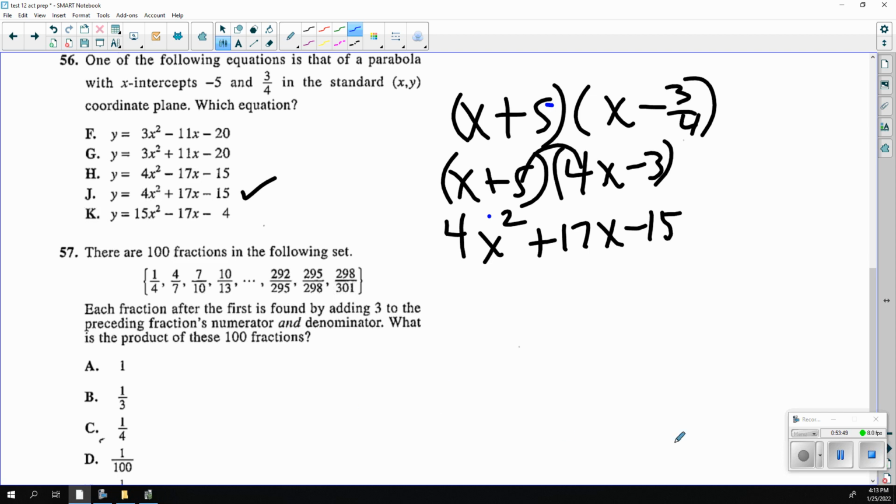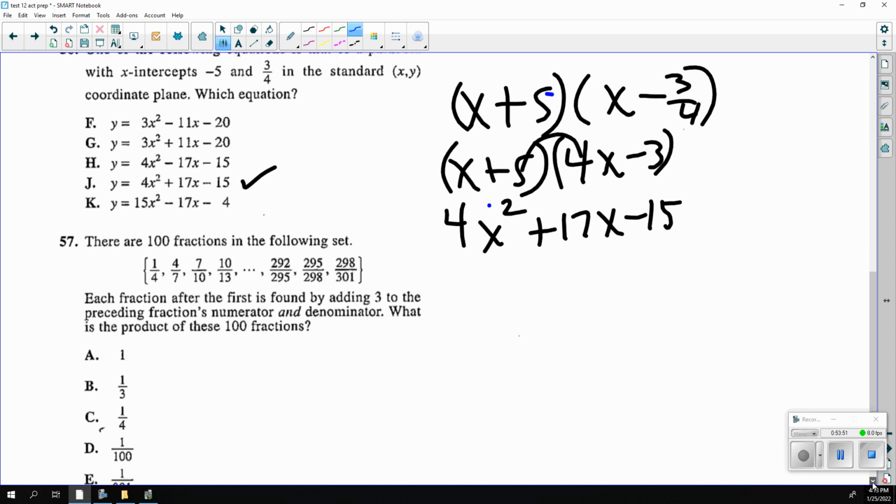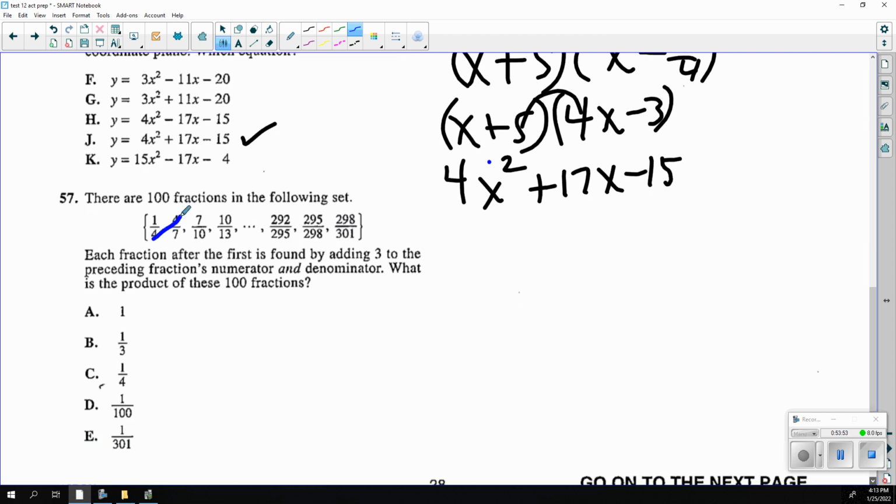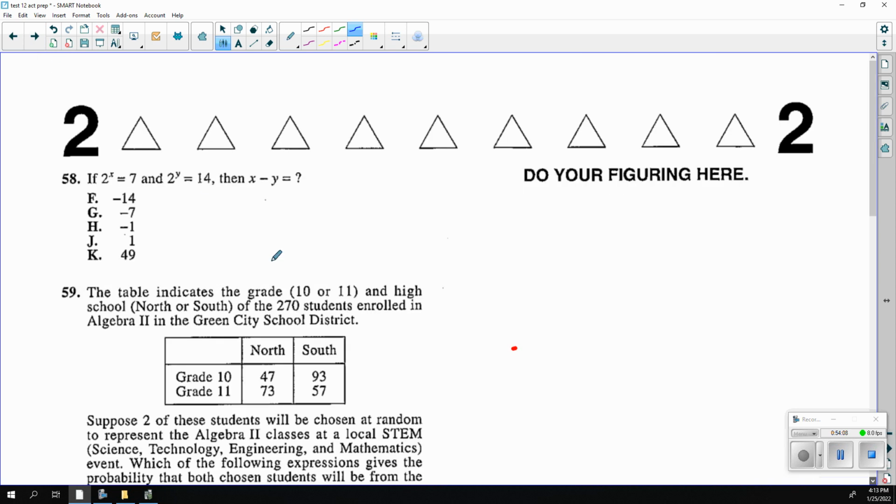Funny, funny, funny. This one is hilarious. Everybody cancels except for who? The 1 and the 301. Oh, this was a great one.